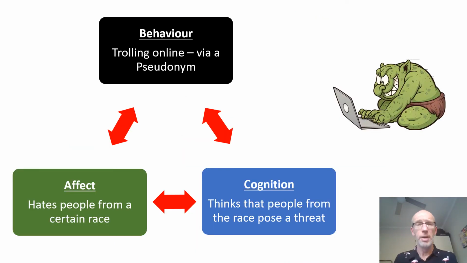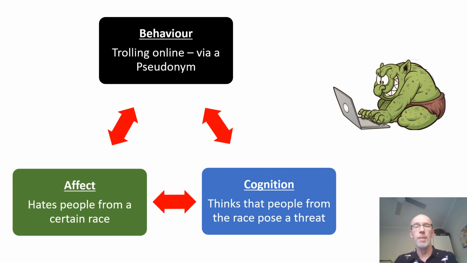So probably the easiest part of this is to actually determine the behaviour. So those are the actions, which are the trolling comments the person might be doing via a pseudonym, so they can't be identified. All right, but that's just, we can call that out, but we need to explain the behaviour in terms of the tricomponent model. So then let's go to the A, the affect, where we're looking for emotions, things like hatred towards members of the other race, etc., hostility, etc.